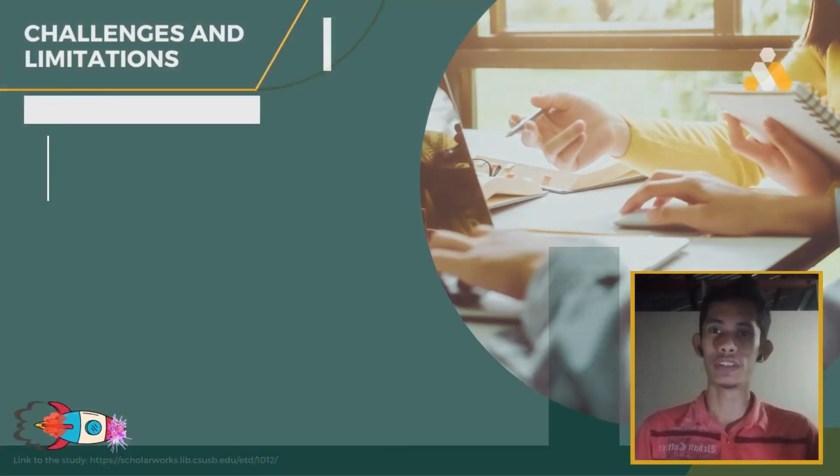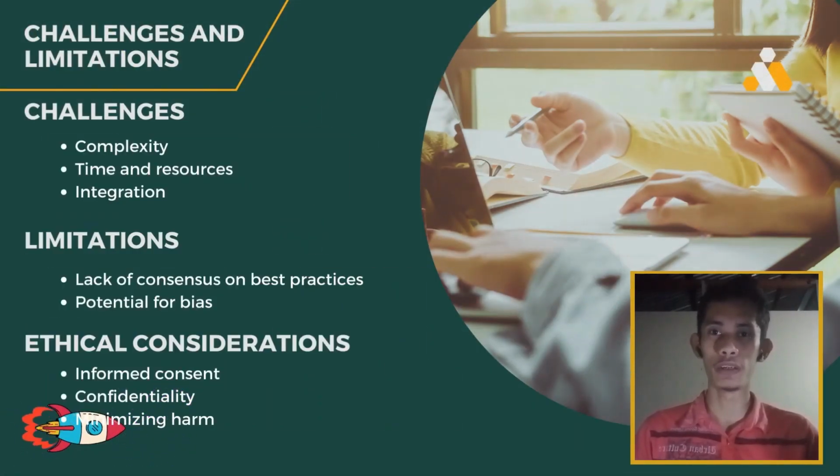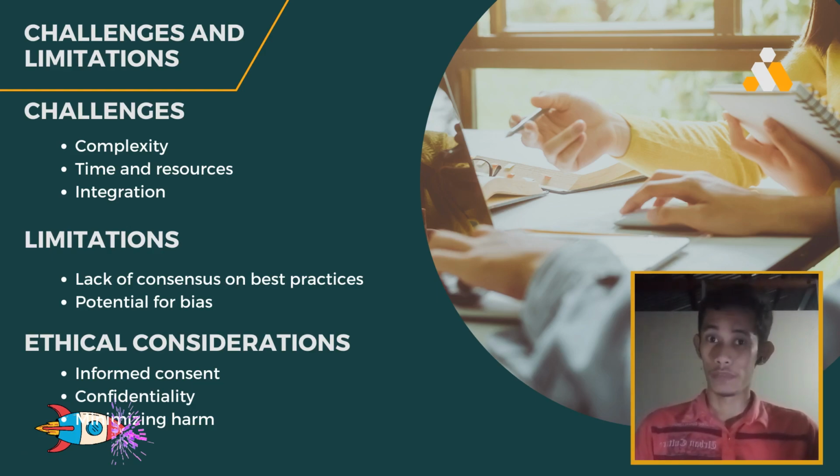Mixed methods research is a powerful tool for gaining a deeper understanding of complex research problems. However, it is also important to be aware of the potential challenges and limitations associated with using mixed methods research. So, these are the challenges. First is complexity. Mixed methods research is more complex to design and conduct than traditional quantitative or qualitative research. Researchers need to have a strong understanding of both quantitative and qualitative research methods, as well as the principles of mixed methods design and analysis.